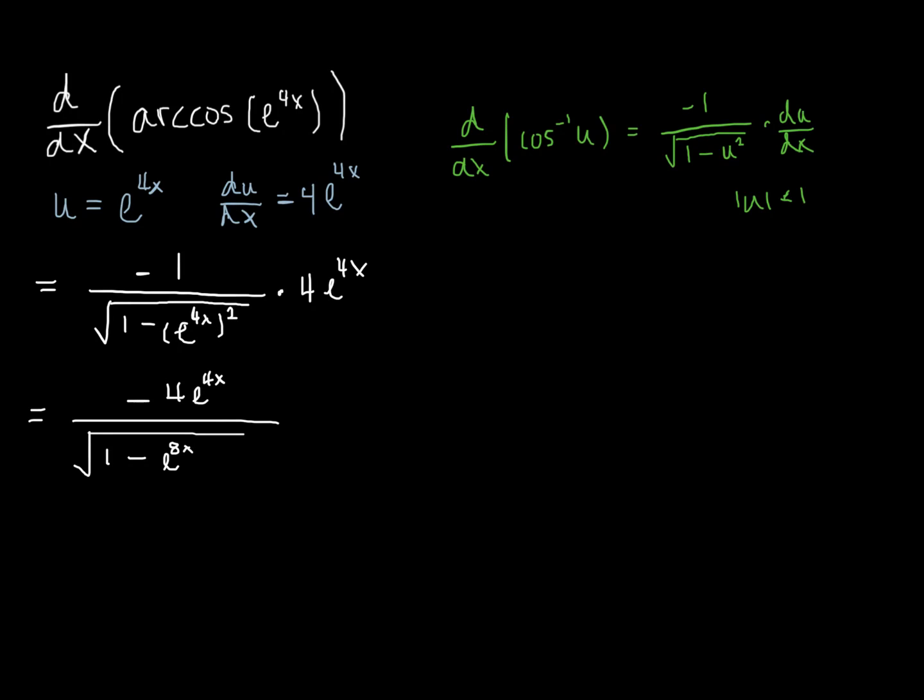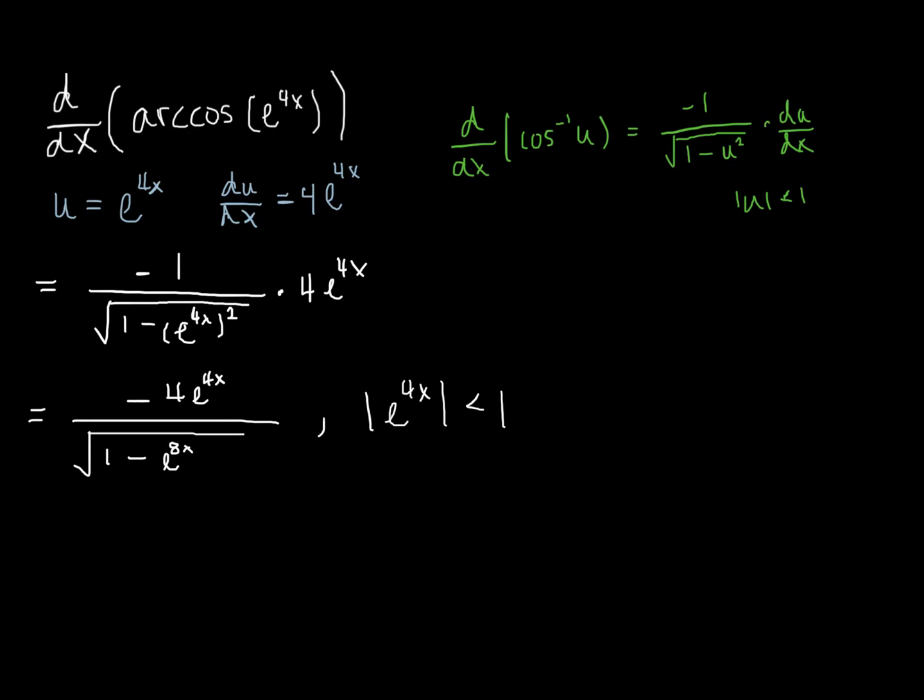Now here's my derivative, but notice the constraint that I had, which is that the absolute value of u has to be less than 1. Because if it were greater than 1, I'd be subtracting away something from 1 that is bigger than 1. In other words, I'd get an imaginary number down here, and that's not going to work. Well, here, u is e to the 4x. So the absolute value of e to the 4x has to be less than 1. And that's important, because if that's not the case, then I'll be in a little bit of trouble.